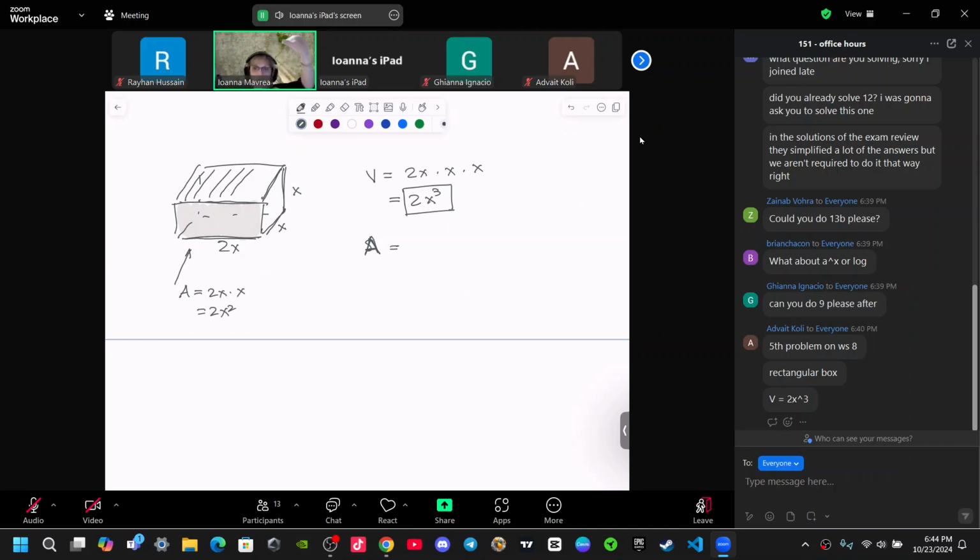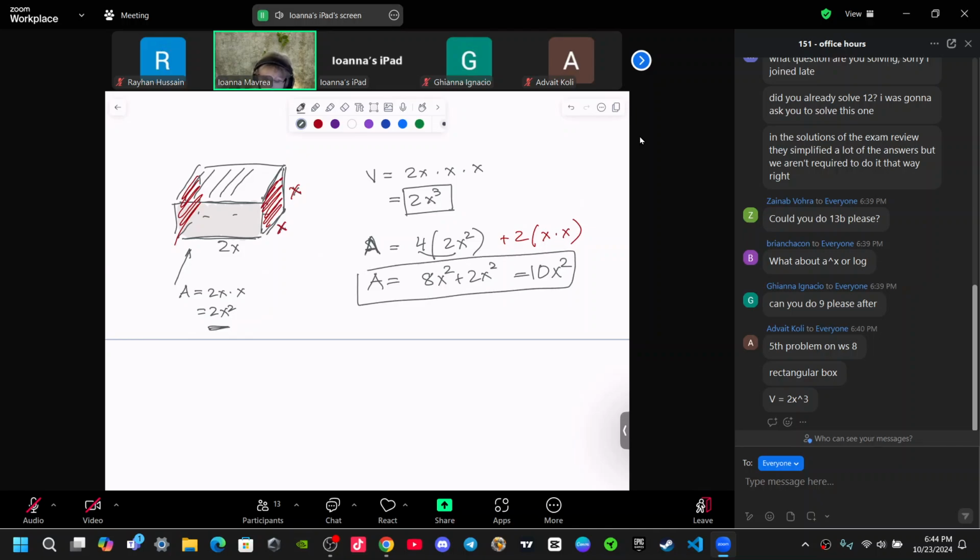And you have 1, 2, 3, 4: one top, one bottom, one back, one front, right? So 4 of those. Each one of them has this area. And then you have 2 on the side, but they're slightly different. This one and the one on the other side. Those have area x times x, right? So you have 2 of x times x. So altogether, the formula for the area is going to be 8x squared plus 2x squared, so it's 10x squared. Right, so I have those two formulas, and now I'm going to look at the problem.